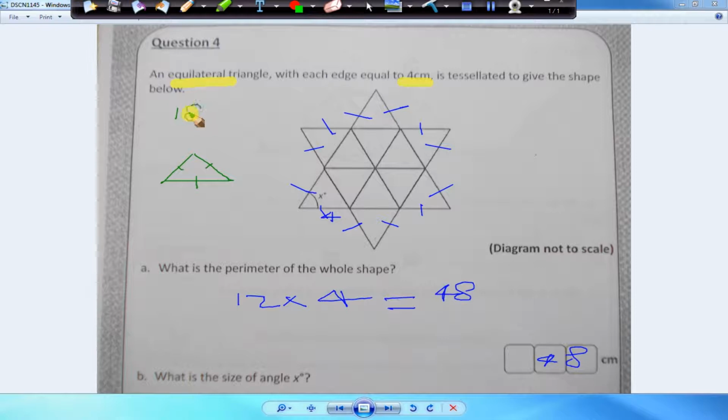What's the angle sum in a triangle? And then you've got 3 equal angles, so you divide it by 3. So each angle, I'm just going to write it here for the moment, in this part of the video, each angle will be 60 degrees. Excellent.